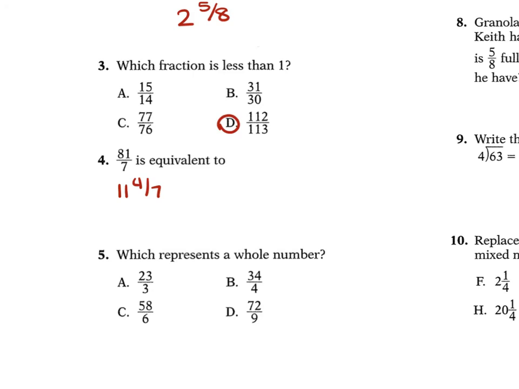Number 5 asks which represents a whole number. The 3 underneath the 23 is not a whole number. 6 does not go into 58 evenly. 4 does not go into 34 evenly, but 9 goes into 72 evenly 8 times. So D would be your answer for number 5.